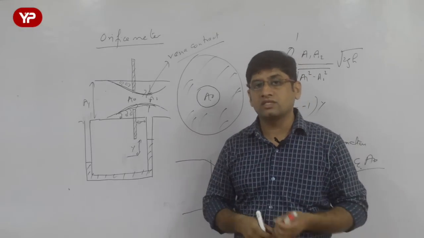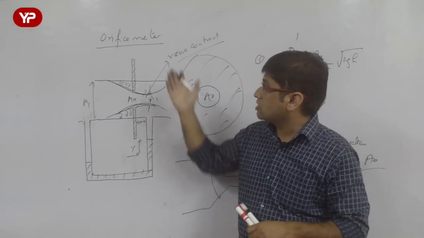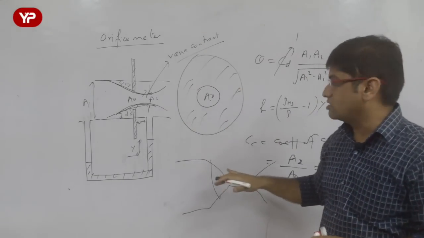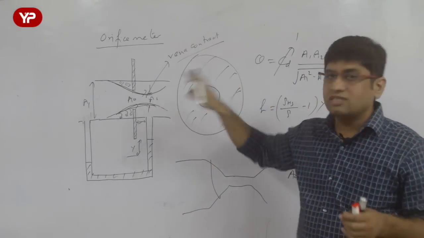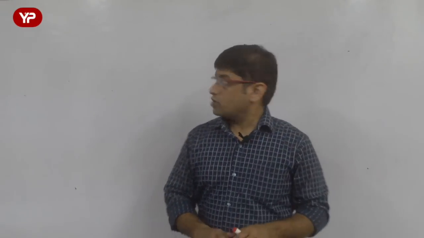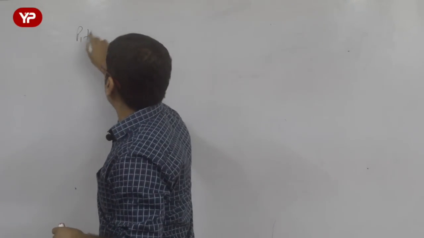And that is the main difference why we go for a venturimeter instead of an orifice meter. The formula is the same, all other analysis is the same. The CD value for this is lesser than that of a venturimeter. That is what we need to remember. Okay, so let's go for the pitot tube now. The third thing is the pitot tube.